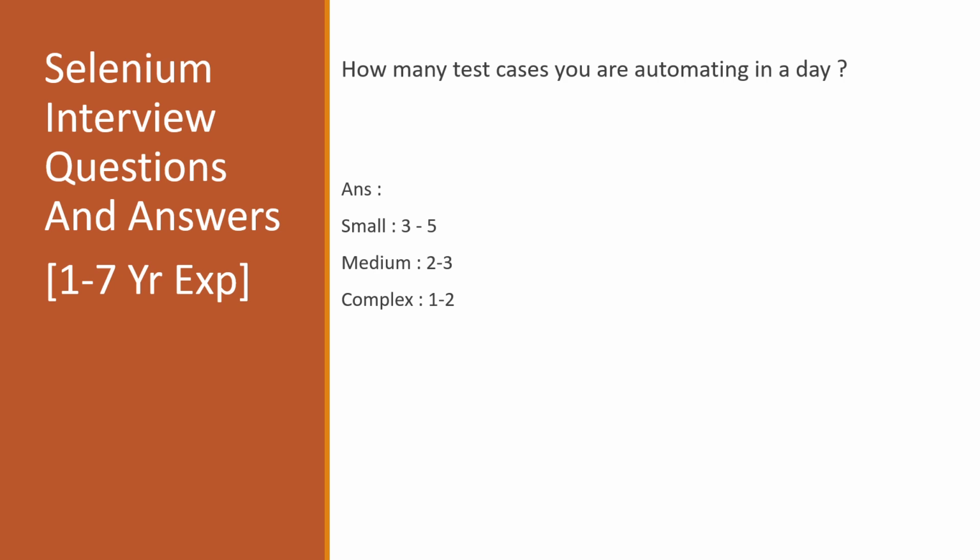If it is a medium test case which includes around 20 to 25 test steps, then we are automating 2 to 3 test cases in a day. But if it is a complex scenario, then you can say you are automating 1 or 2 test cases, because it involves 50 or more steps, and also it is a very complicated workflow. So for small 3 to 5, medium 2 to 3, and for complex 1 to 2 you can tell.